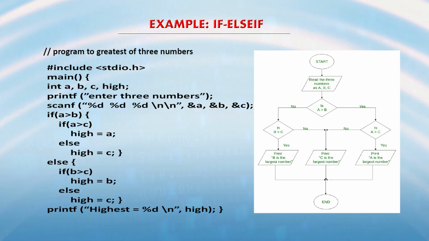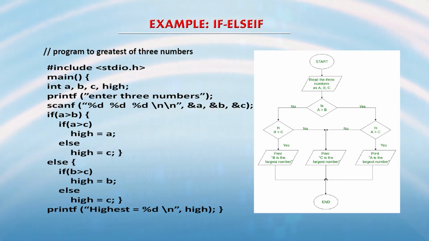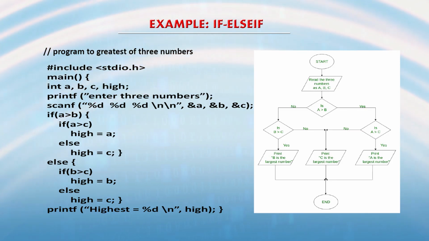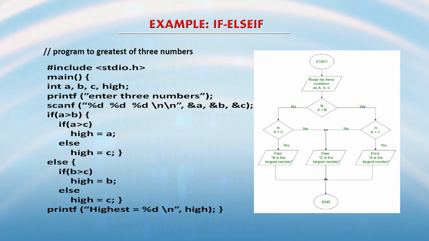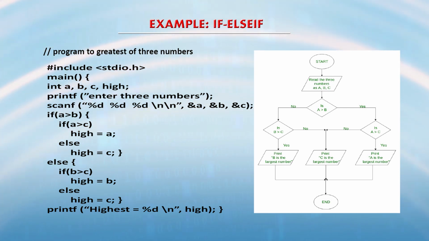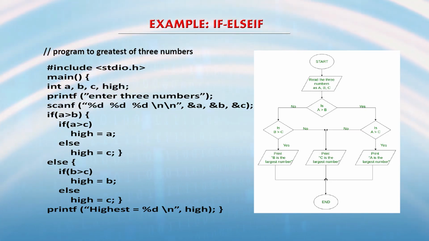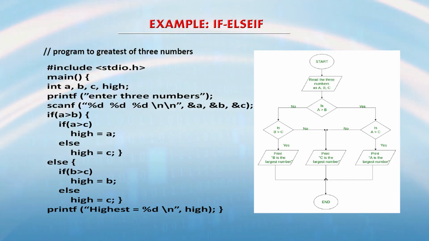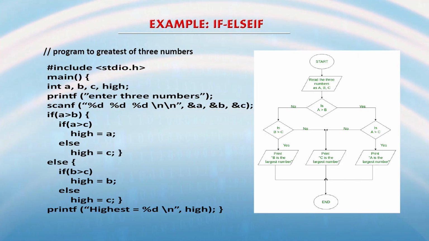Now, first you check if A is greater than B. If that is true, then subsequently you check if A is greater than C. If it is true, then highest is equal to A. If A is greater than B, but A is not greater than C, that is, A is less than C, then automatically C is the highest.